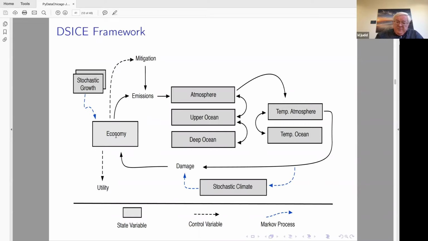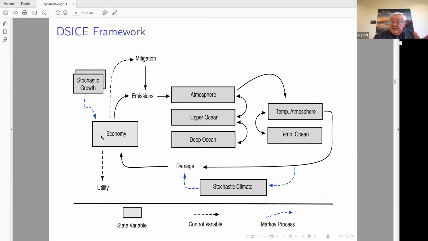And then how do we control this? Well, we have mitigation policies to put a lid on emissions. This, by the way, for those of you who know about Nordhaus's DICE model, is the same as Nordhaus's DICE model. And he got the climate part here after talking with Schneider, a famous climate scientist here at Stanford many years ago. But we added this uncertainty stuff.